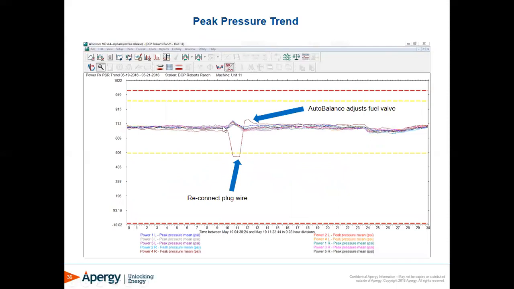So just to recap, the wire was reconnected here, and since the autobalance had opened up so much given that power cylinder fuel, the pressure shot up, and then the autobalance quickly adjusted the fuel valve.